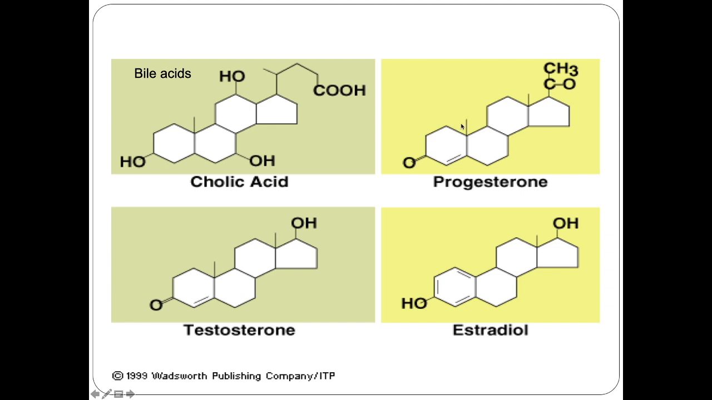Other things like bile acids, like cholic acid, can be made from the ring structure of sterols. Sex hormones like progesterone and testosterone and the precursors of estrogen can also come from sterols.